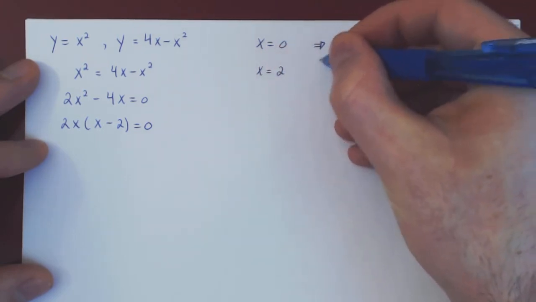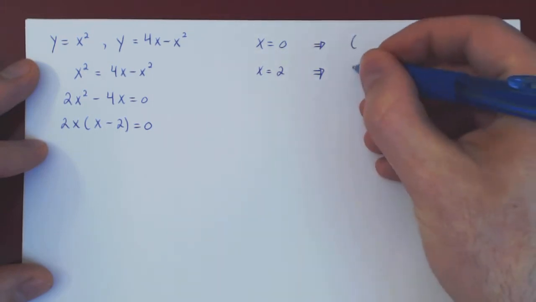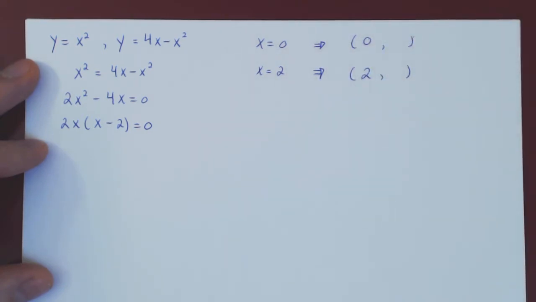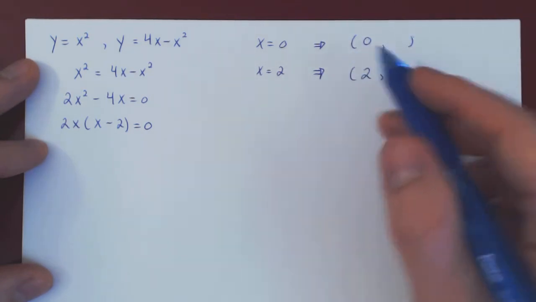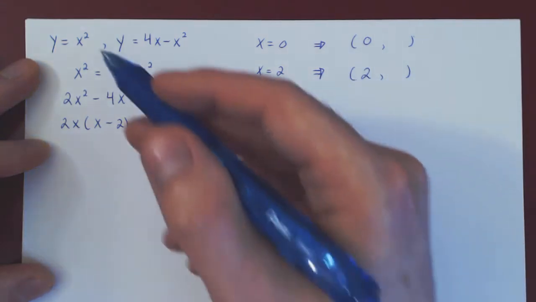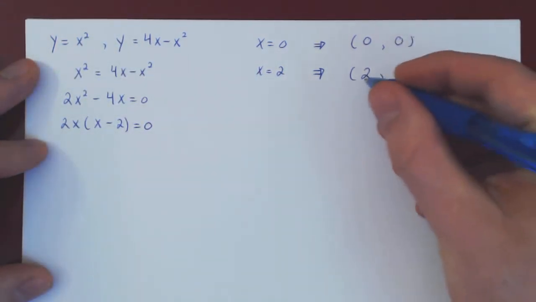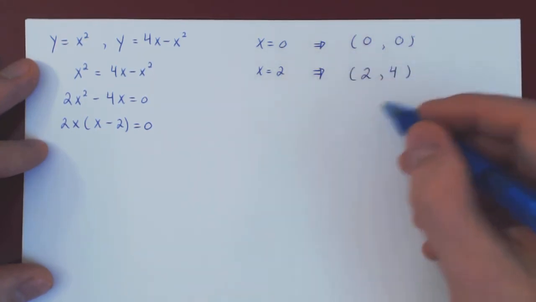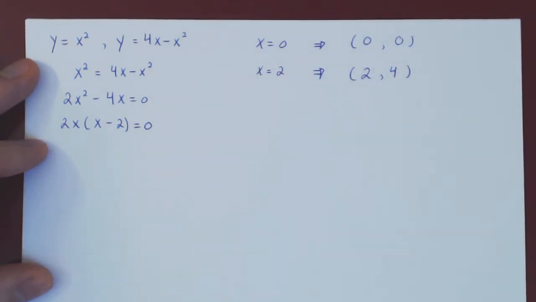We want the points of intersection, so we want both the x and the y coordinates. So x is 0 in the first case, x is 2 in the second case. And now, to find the corresponding y value, we can use either curve, as these points lie on both curves. So we take the simplest curve, x squared. If you square 0, you get 0. If you square 2, you get 4.